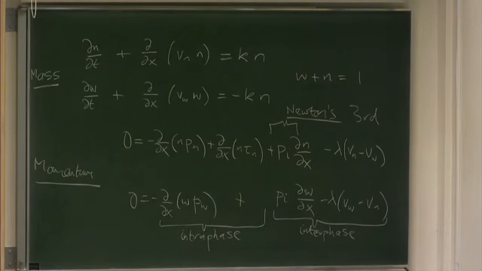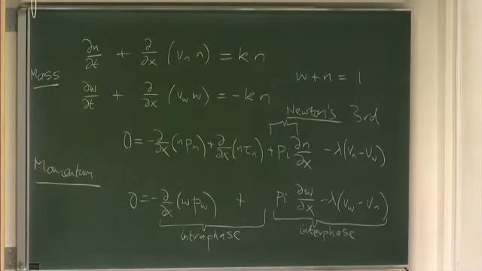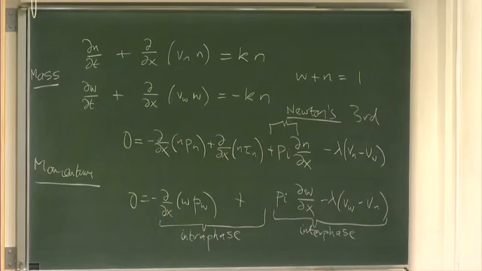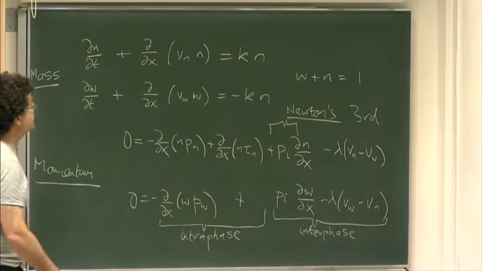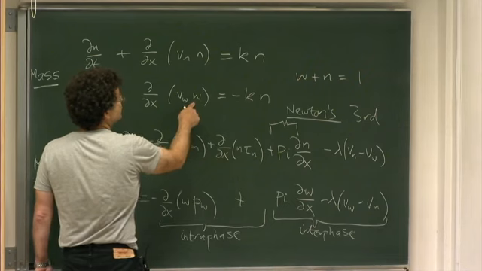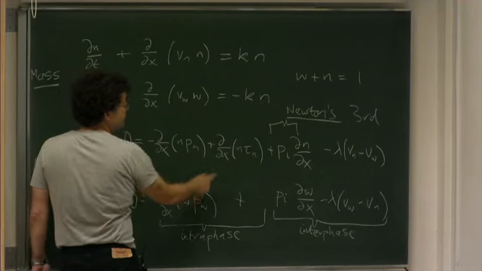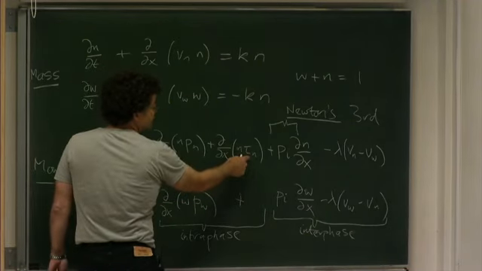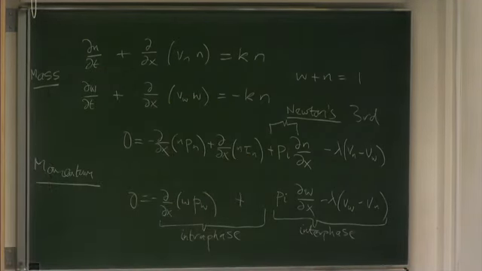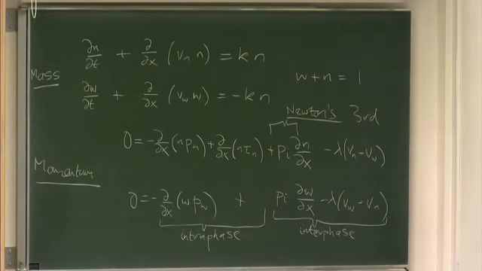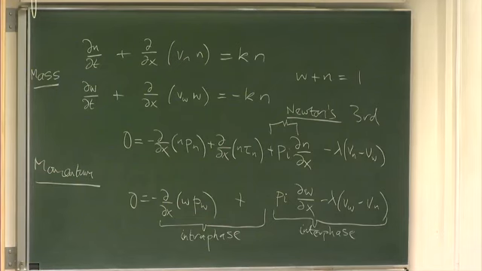Okay, so at this point, I need to count variables. At the moment, I've got 1, 2, 3, 4, 5 equations. The unknowns: I've got two volume fractions, 2 velocities, that's 4. There's 3 pressures, and there's 1 stress. So I'm short by 3 equations, so I need to give 3 constitutive equations to close the system.